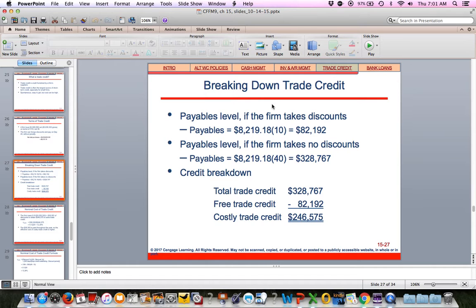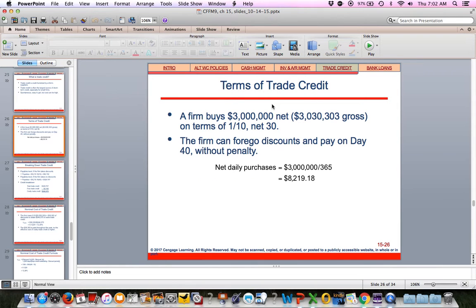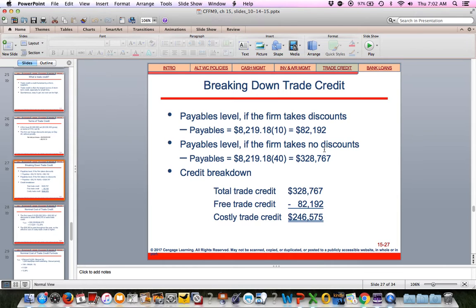But I also have to look at what the cost is of trade credit. So payables level if the firm takes discounts. The question here is, if we pay within 10 days, we can save 1%. But we can actually pay up by day 40 without a penalty. So even though the terms are 1/10 net 30, which means if I pay within the 10 days, I can take 1% off the bill, or the net amount's due within 30 days, they're saying here that you can actually pay on day 40 without a penalty. So maybe after day 41 forward, the company that we owe the money to would charge us a penalty for late payment.